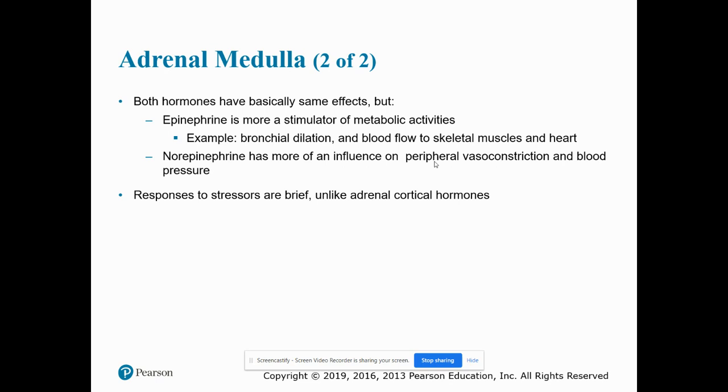Both epinephrine and norepinephrine have about the same effects, but epinephrine is more of a stimulator of metabolic activities, such as 1, bronchodilation, and 2, blood flow to skeletal muscles and heart. And then we have norepinephrine. This has more of an influence on peripheral vasoconstriction and blood pressure. And responses to stressors are brief, unlike adrenal cortical hormones.